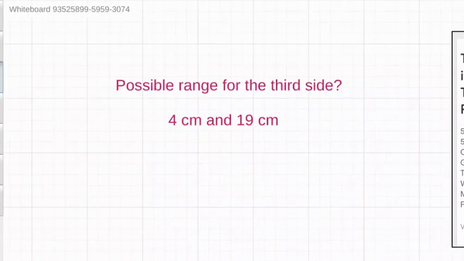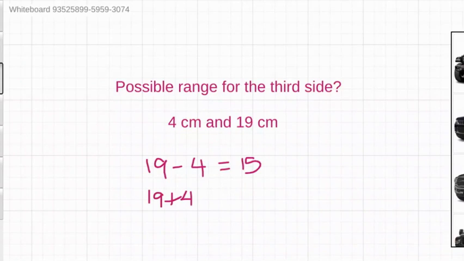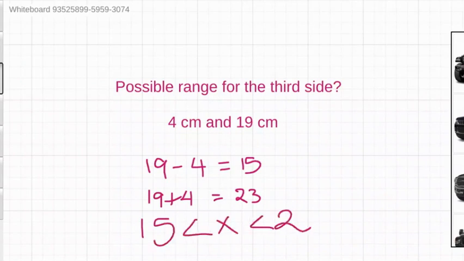Alright, what is the possible range for the third side? Again, do this on your own and come back when you have an answer to check. So we know we have to subtract, so 19 minus 4 is 15, and we also have to add, 19 plus 4 is 23. So our answer would be 15 less than x less than 23.